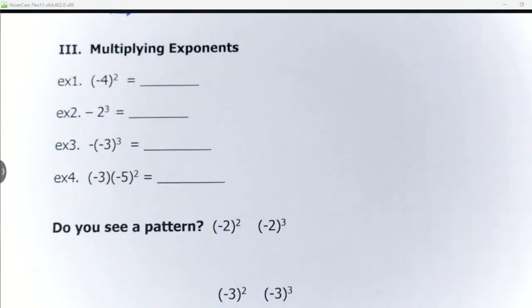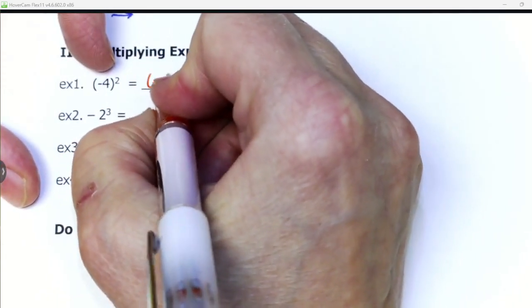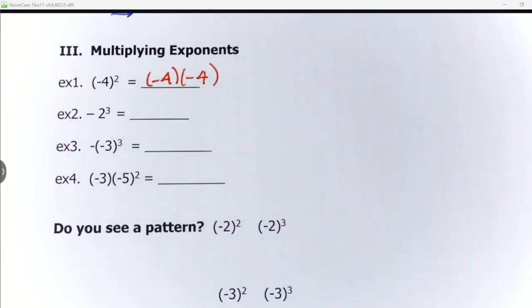All right, let's talk about exponents. Exponents are a way to write multiple numbers multiplied together without having to write them a bunch of times. Math people are lazy. We like shortcuts. So a negative 4 to the power of 2 means there are 2 negative 4s being multiplied together. The small number just tells you how many are there.